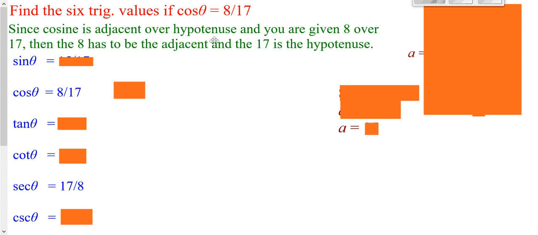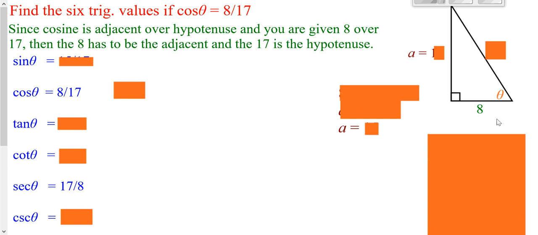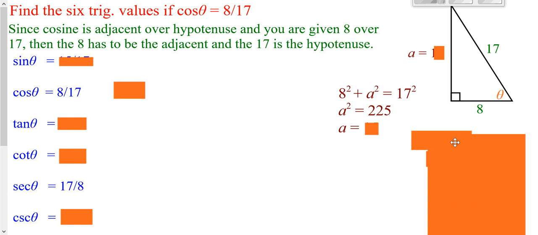Well, we know cosine's adjacent over hypotenuse, so you could go ahead and draw yourself a right triangle, knowing that your adjacent side would be 8, your hypotenuse would be the 17. So here's our adjacent, here's our hypotenuse. Well, knowing two sides, we could use our Pythagorean theorem to find our missing side. We could go 8 squared plus a squared equals our hypotenuse squared. And so then we get the square root of 225, which is 15, so we would get this.